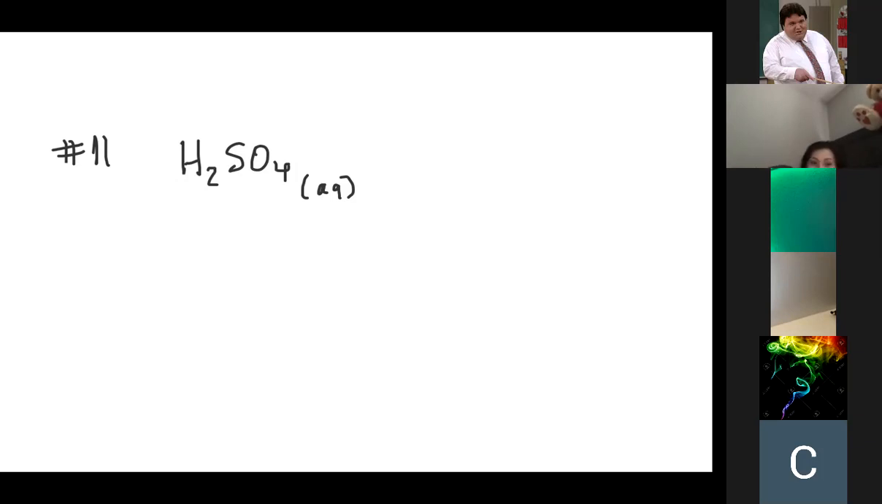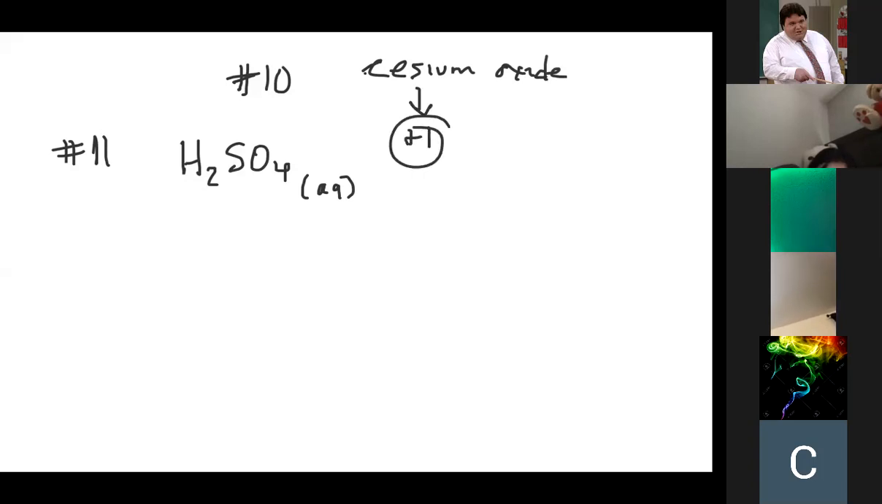So in cesium oxide, how about this? This is number 11 still. No, this is number 10. So in number 10, in cesium oxide, cesium here has a +1 oxidation number. Now, where it says cesium-3 chloride, then obviously, because there's a Roman numeral there, it's got a +3 oxidation number.